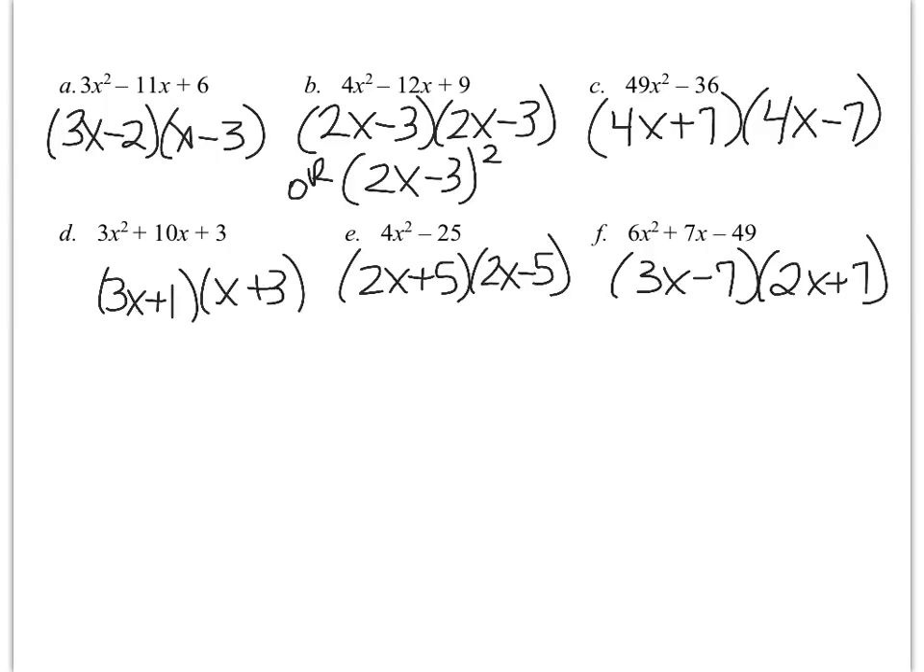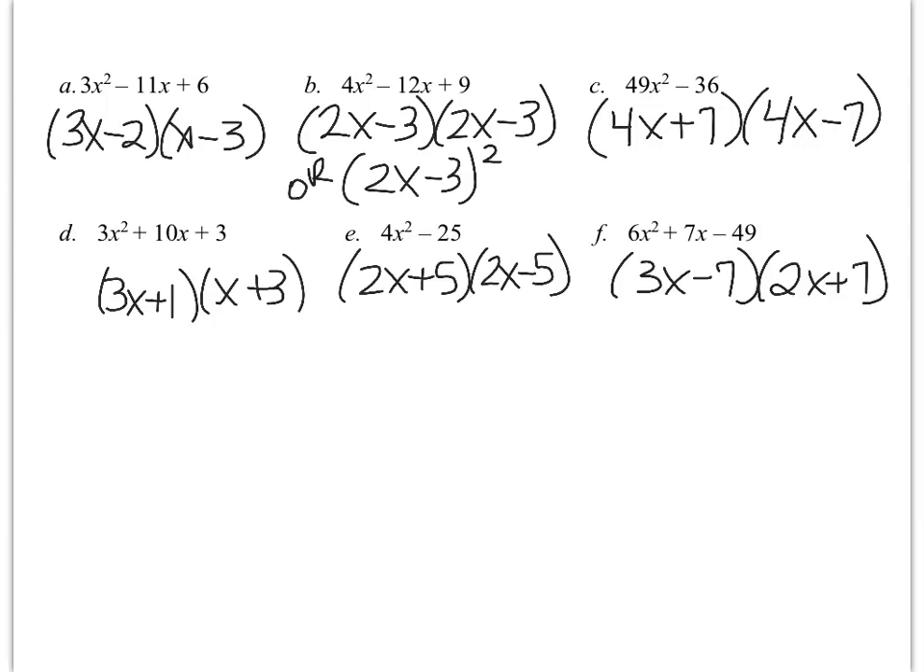And here are the answers. Notice that letter B, because both of these factors were exactly the same, you could shorten it and write it like this, 2x minus 3 squared. This is the square of a difference, and that's a cool thing to note. The first term and the last term are perfect squares, so that's helpful to know that you might break it up into two of the same thing.